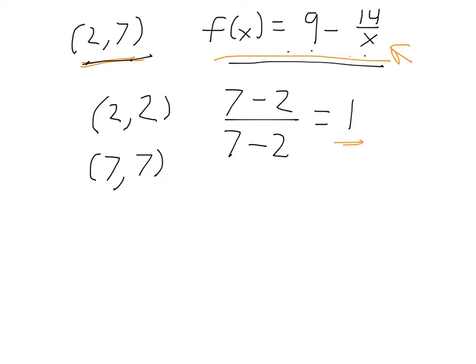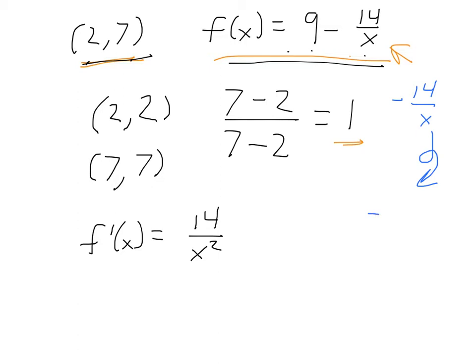So the slope of this function is given by the derivative. The derivative is 14 over x squared. If you've forgotten that part of derivatives, when you see negative 14 over x, you can rewrite it as negative 14x to the negative first power. And then the power rule works, and you get 14x to the negative second, which is simplified there.